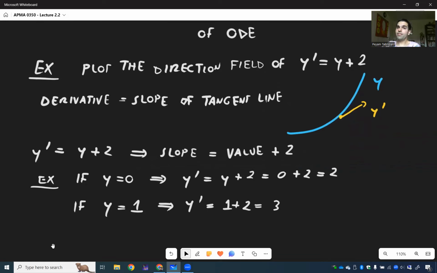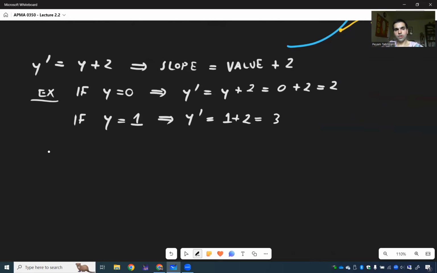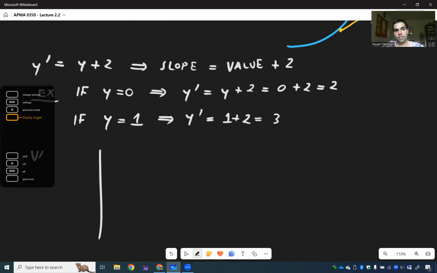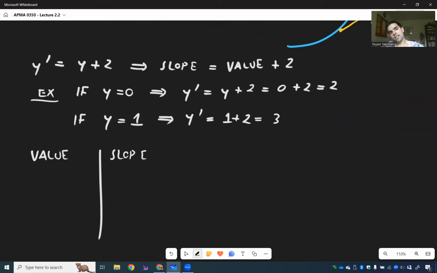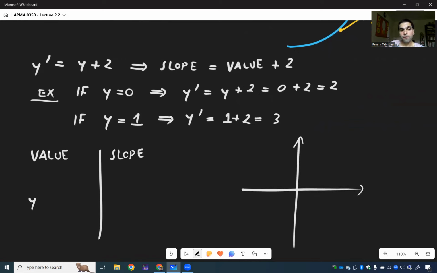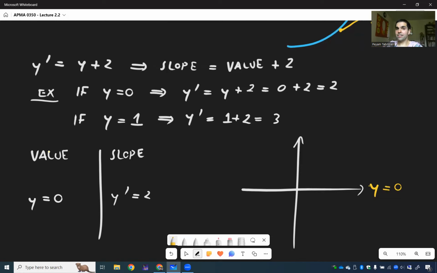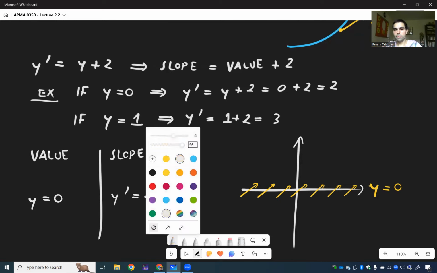And using that information, value and slope, we can actually draw a rough picture of what the solutions look like in the following way. So on the left-hand side, I'll draw a table with value and slope. And on the right-hand side, I will draw actually the graph based on the info that we have. So one thing that we saw, if y equals 0, then the slope is 2. So based on what I said, y equals 0, here is the x-axis. And on this whole line, the function goes up 2 units. Kind of like this. And by the way, the axes here are t and y, if you want. This is t and this is y.